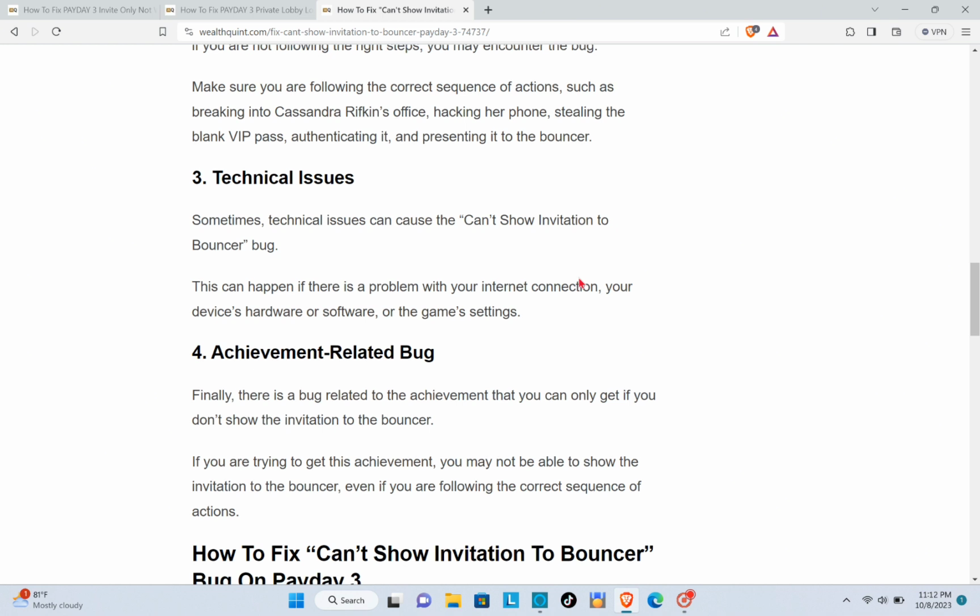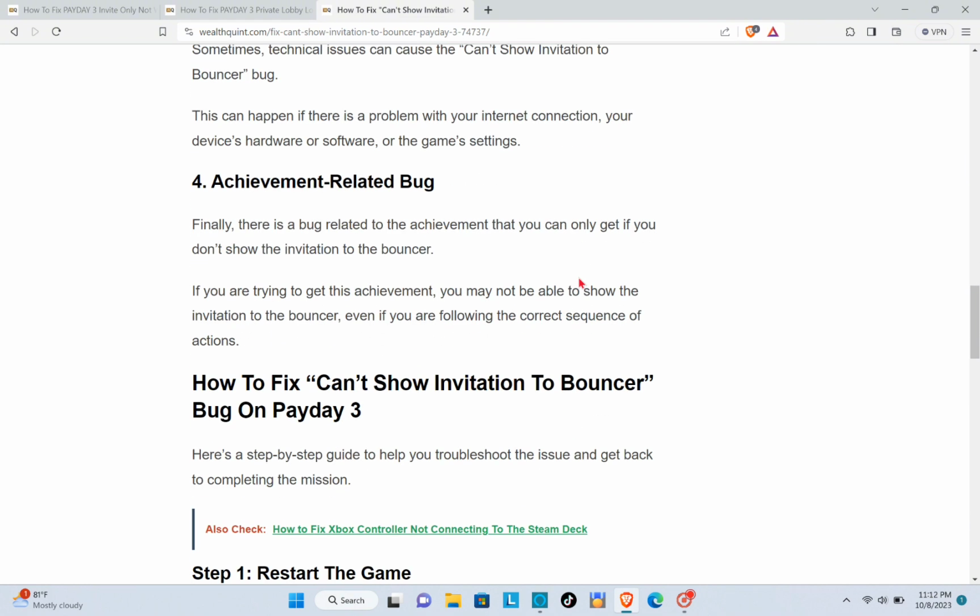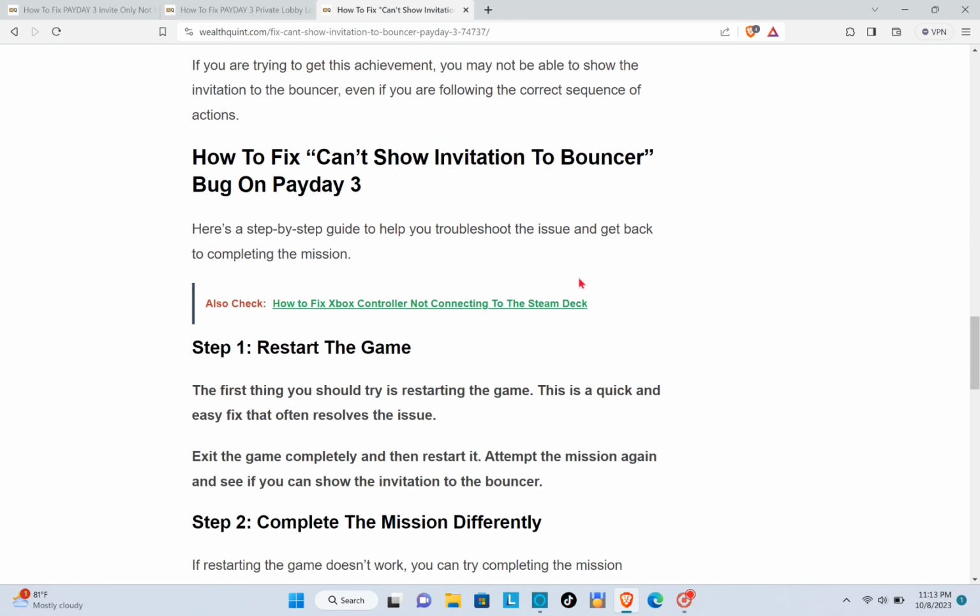Next is technical issues. Sometimes technical issues can cause the "can't show invitation to bouncer" bug. Next is the achievement related bug. Finally, there's a bug related to the achievement that you can only get if you don't show the invitation to the bouncer.